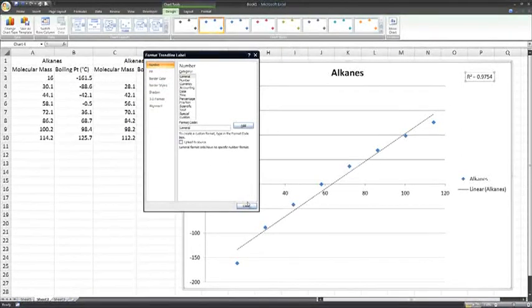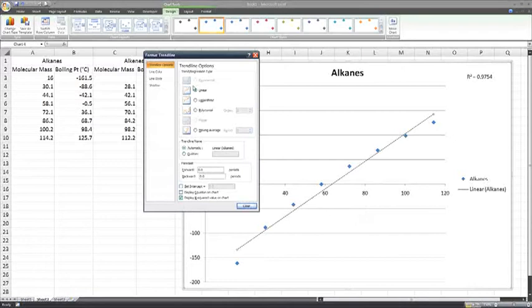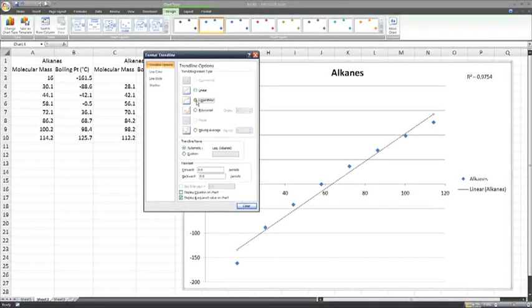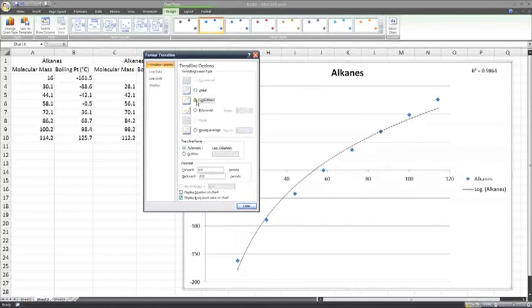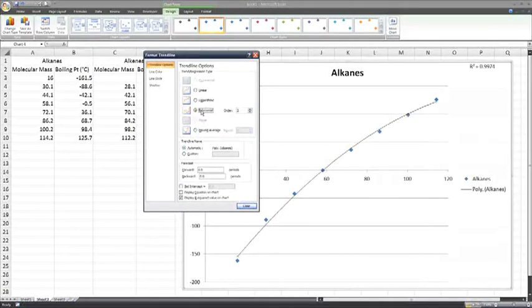So I'll try some of the other options for the trend line. I'll go back, format trend line, and there are several options available here. I could try logarithmic, and let's see what happened to the r squared value, 0.9864, it's better, it's closer to 1. Let's try another one, 0.9974. Okay, so the best one was polynomial, and so that's good enough for me.